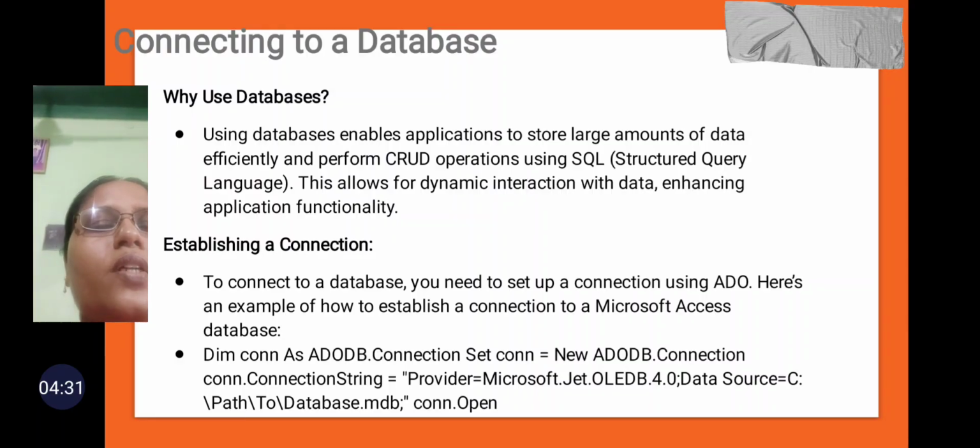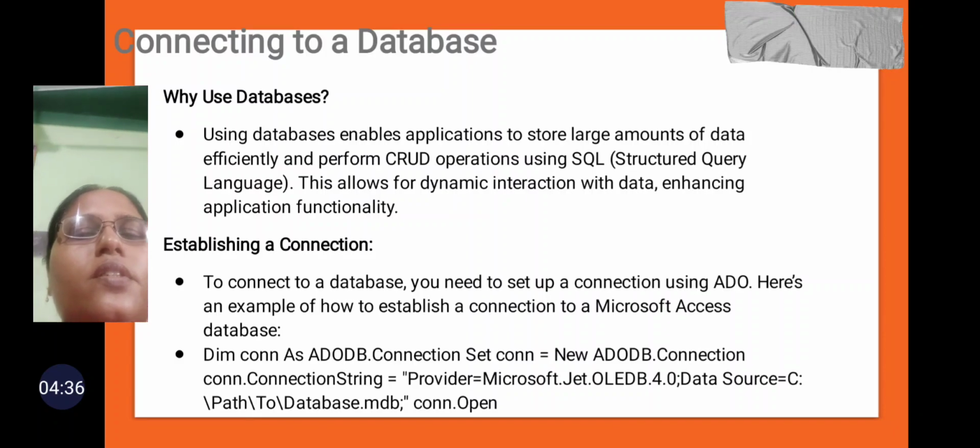That is the new connection, ADODB connection, assigned as the syntax for creating a new program to establish a connection in Visual Basic. Dim is used to declare a variable, assigned as an integer, public or private. To connect to the database you need to set up a connection using ADO. Here are some of the examples we have in Visual Basic 6.0.